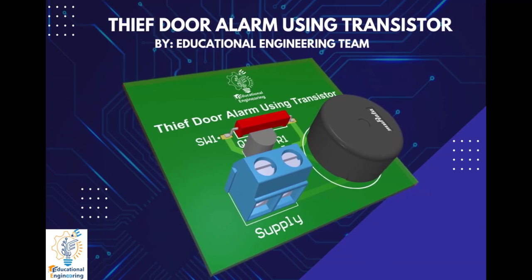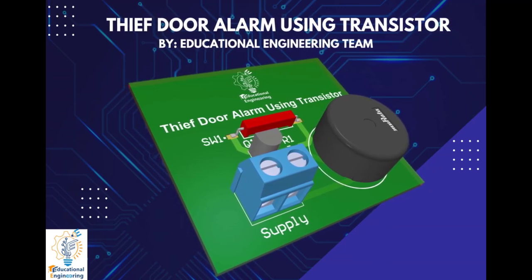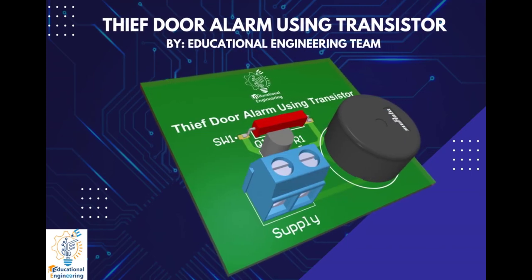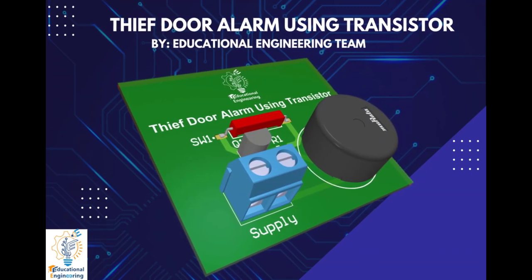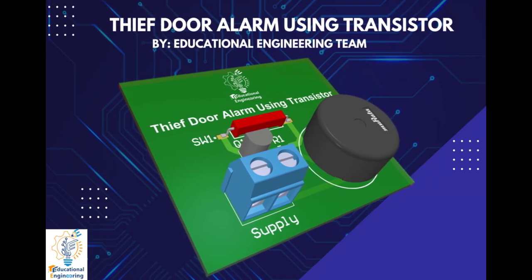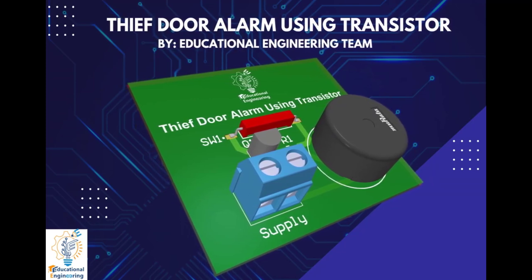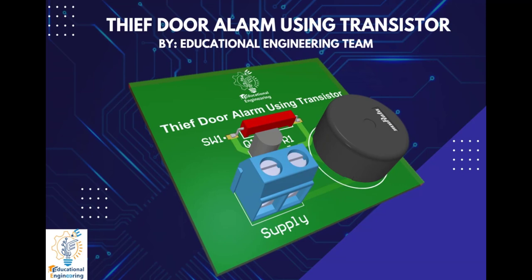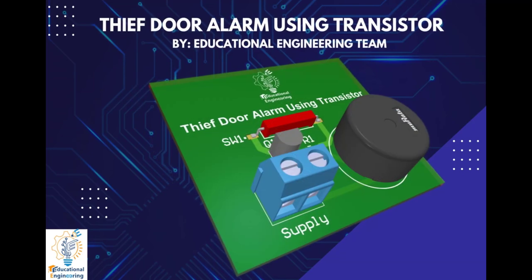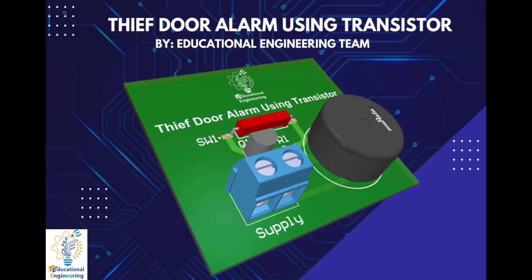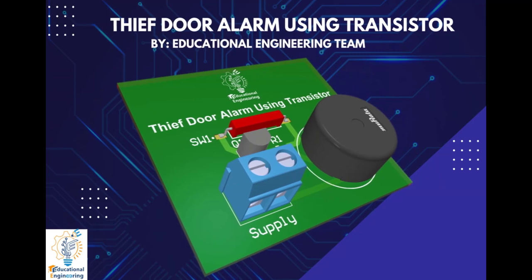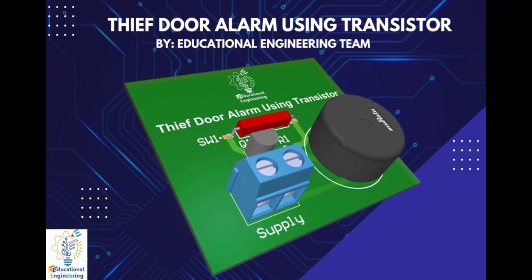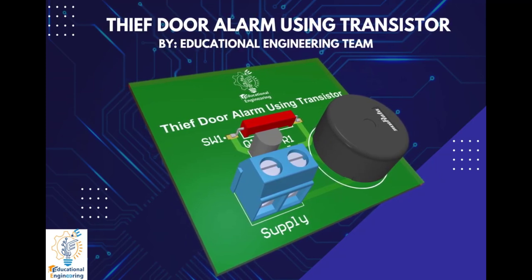Hi, and welcome again to another video. Today, we're gonna learn how to design a simple thief door alarm using a transistor in Altium Designer. So this board is quite simple and uses a few discrete components to operate. It only includes a reed switch, a resistor, a buzzer, a PN2907A, and a battery.